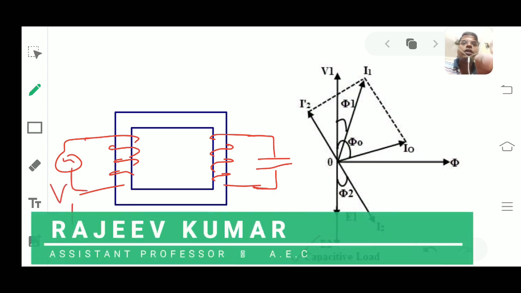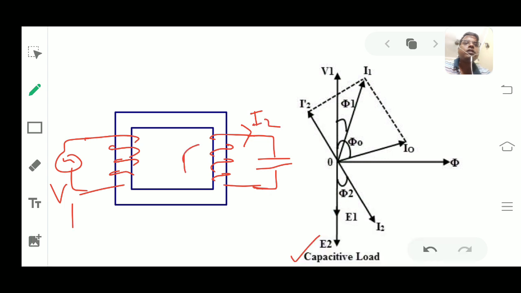This is V1. Here I2 current is flowing, this is E2 voltage. So this I2 is leading the E2 by an angle phi 2. Now this I2 has been drawn, so I2 dash will be just opposite to this one. So I2 dash is here. Now add this I2 dash and I0, you will get I1. This angle is phi 1, this angle is phi 0. Hope it is clear.